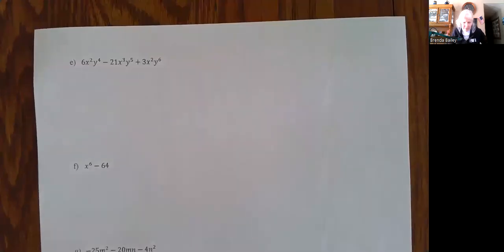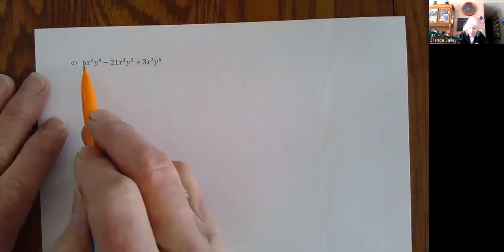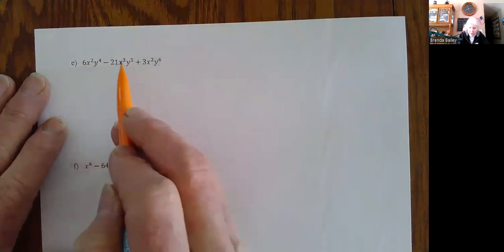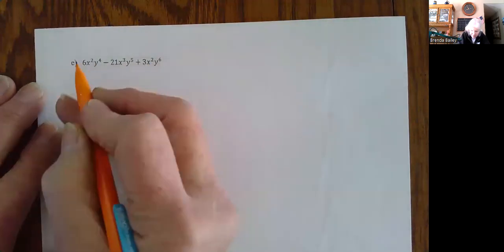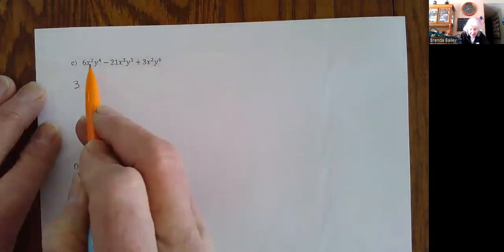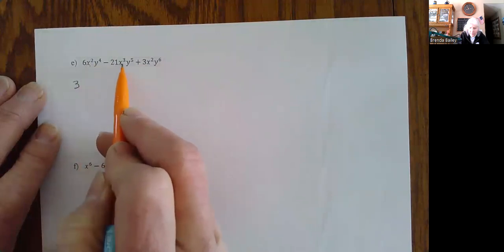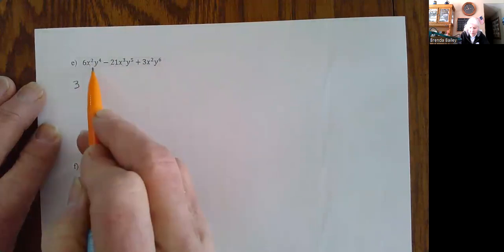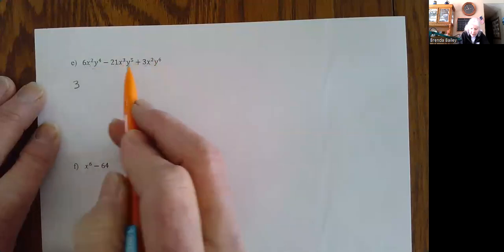So looking at the next page, let's look at E kind of briefly. Again, I think it looks more complicated than it is. You pull out the greatest common factor here. In this case, it's going to be a 3 because 3 goes into 6, 21, and 3. They all have an x squared, x cubed. I thought maybe I could combine those first and third terms. So they have an x squared and x cubed, so I'll pull out an x squared.